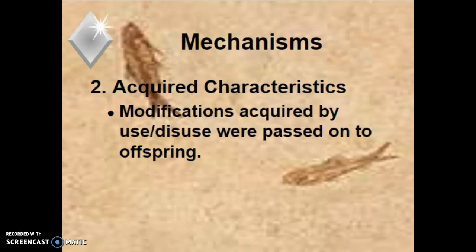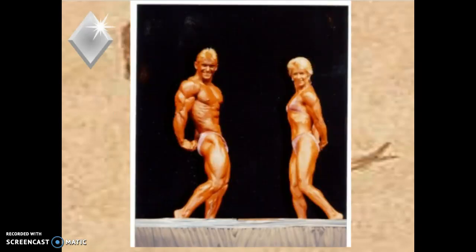Kind of a sillier example that will be burned into your skull is these two have several acquired characteristics. They're muscular. They're orange from fake tanning. Let's focus on those two. So if Lamarck's theories on acquired characteristics were true, if these two had a baby, their baby would come out all muscular and orange. Because those are traits that these folks have acquired.